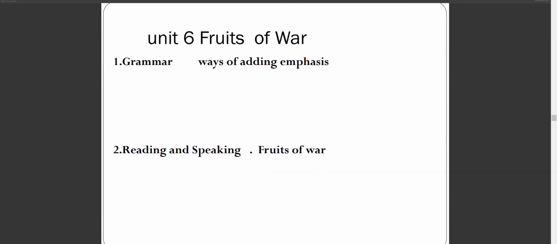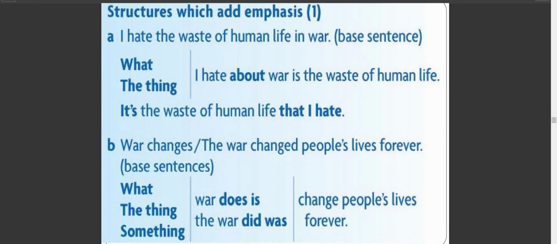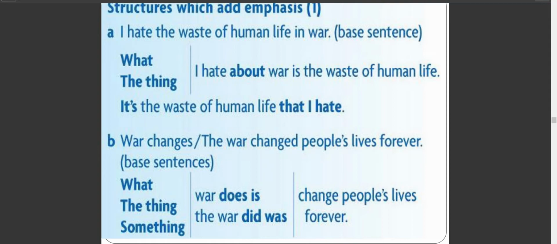Right. Now let's come to Unit number 6, fruits of war, ثمار الحرب. Let's come to the two topics, grammar and reading and speaking. For grammar we have ways of emphasis, طرق إضافة التأكيد, and we also have reading and speaking, fruits of war, ثمار الحرب. Let's come to the structures which add emphasis, التراكيب التي تضيف تأكيد. Let's come to the first one. I hate the waste of human life in war. هاي جملة رئيسية. What do you think? ما هو الشيء؟ الشيء هو I hate the waste of human life in war.